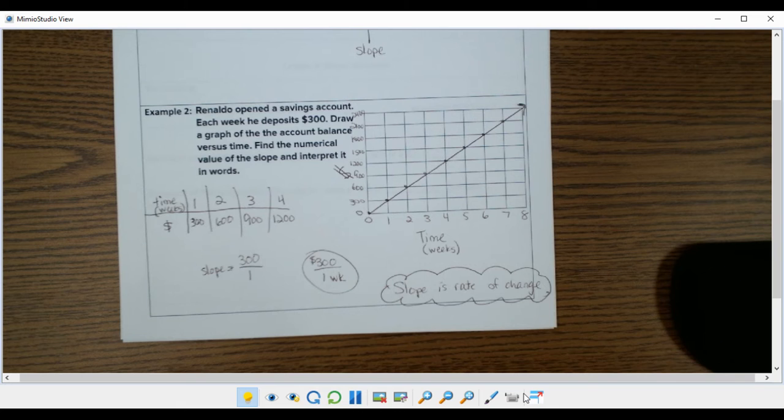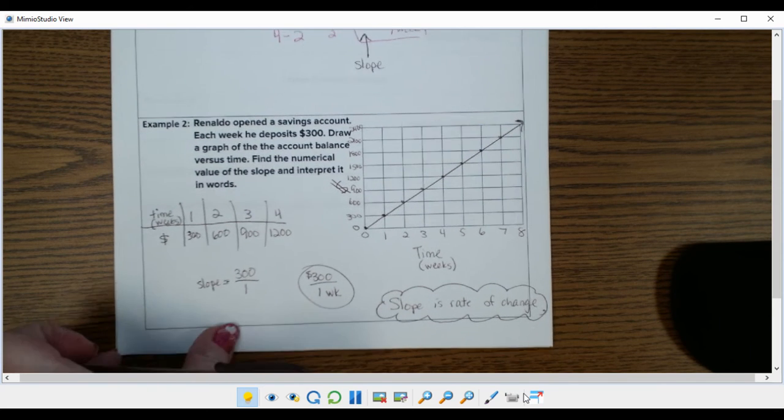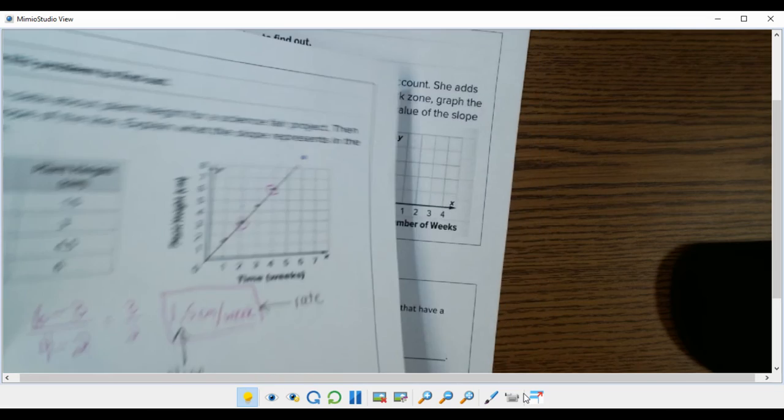Okay, if you're feeling pretty confident and you want to go get started on the practice exercises, go for it. I do have another example or two that I want to go through. You're welcome to stay and watch that. All right, here we go.